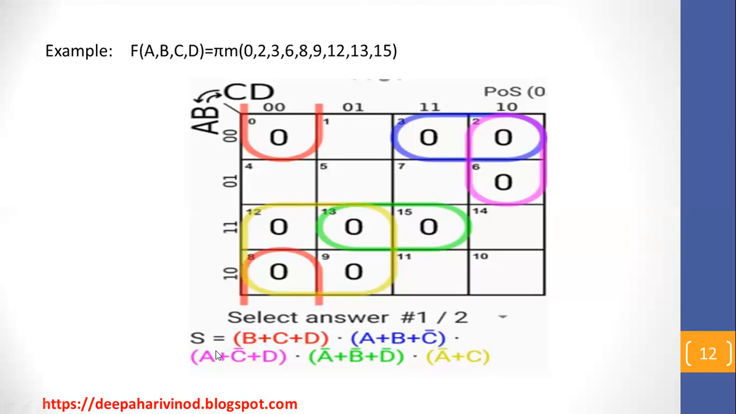So in this way, I can write the final simplified form of the given POS or given maxterms boolean function. It is B plus C plus D dot A plus B plus C bar dot A plus C bar plus D dot A bar plus B bar plus D bar dot A bar plus C will be the minimized form.